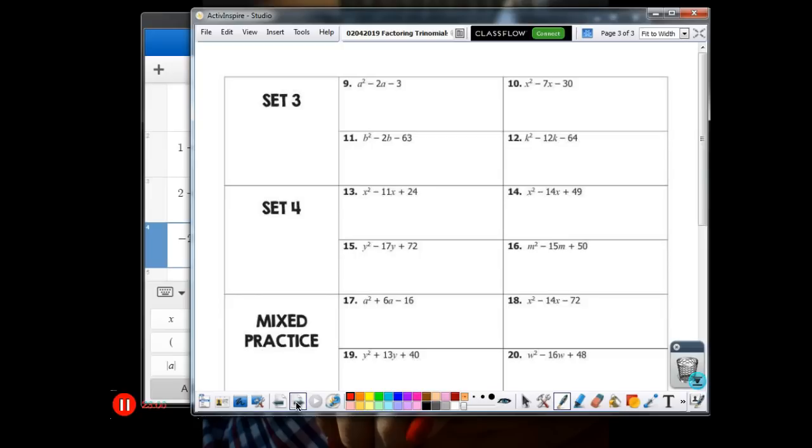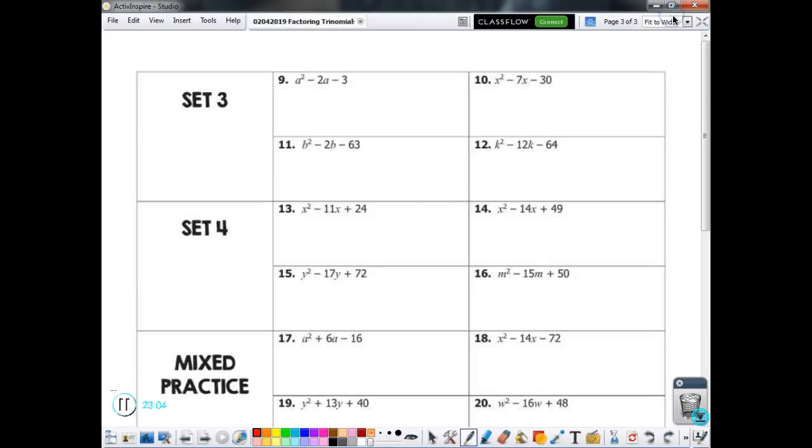Okay, number 9. Now they're both negative, right? So I have a squared minus 2a minus 3. 3 is a prime number, right? Remember 3, the only thing I can multiply 3 by, divide 3 by is 1 and itself, right? I can't divide 3 by 2 because then I get a decimal. So my only factors really are 1 and 3. Okay, so I'm going to draw my box.